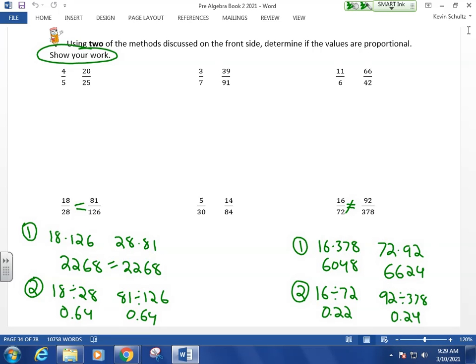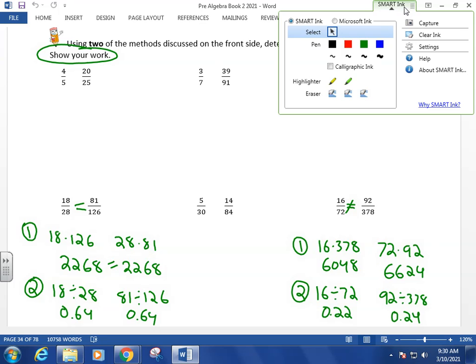So I don't care which two methods you decide to use. You can use the same two methods for every single one. If there's one you can do mentally, like I presume this 4/5 and 20/25, you're probably going to use scale factor for that one, or simplify 20/25. So those are pretty common fractions, smaller numbers to use. But as you get to the larger numbers here, or you just want to be consistent, cross products and comparing decimal values will work for all of them. But I do need to see the work shown, and that's an example of it. Okay.